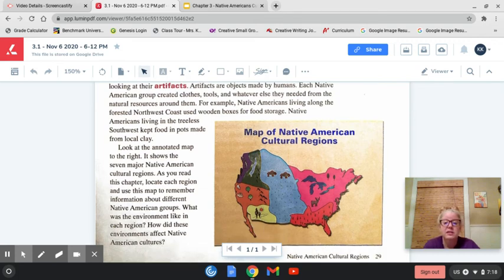So you can see here on this map, they have it shaded in different colors, and they don't have it labeled with the name, but you can see that this is broken up into the 7 different regions. And today you're going to be coloring a map of your own just so that you have it as a reference.